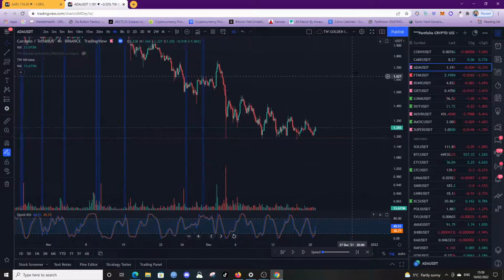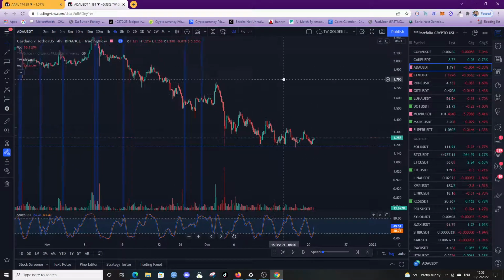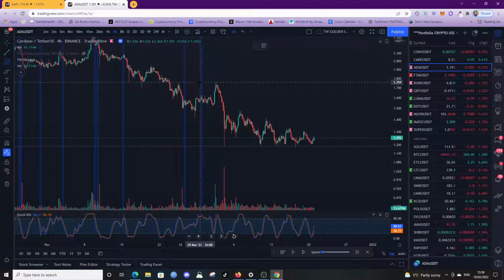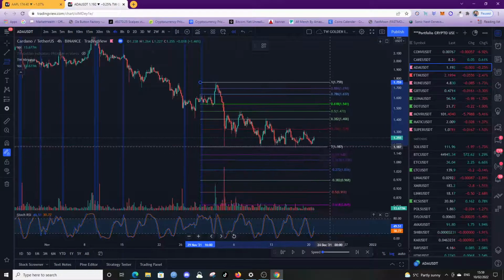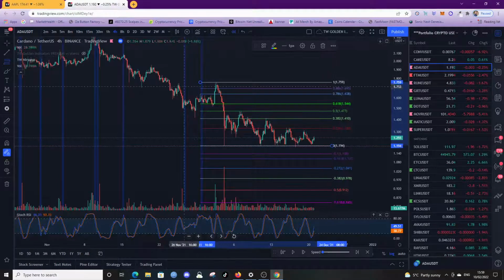So we get this sell off here. This isn't live now, this is previous. What I'm going to do is just take the fib from the top, the high, to the low. You can see we hit the low again.